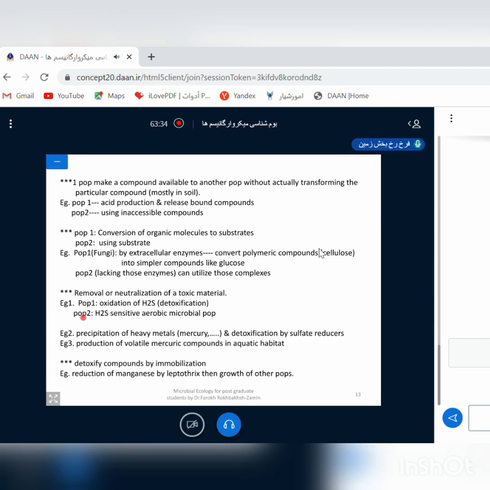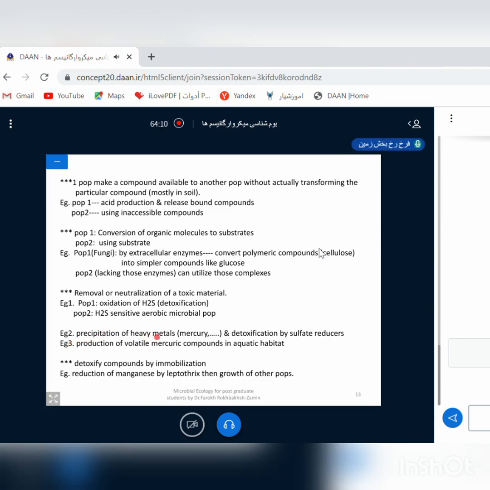But population 2 is very happy of the presence of population 1 because by detoxification, population 2 can continue its life. Population 2 is an H2S-sensitive anaerobic microbial population. Population 2 is a microbial population which is sensitive to the presence of H2S.